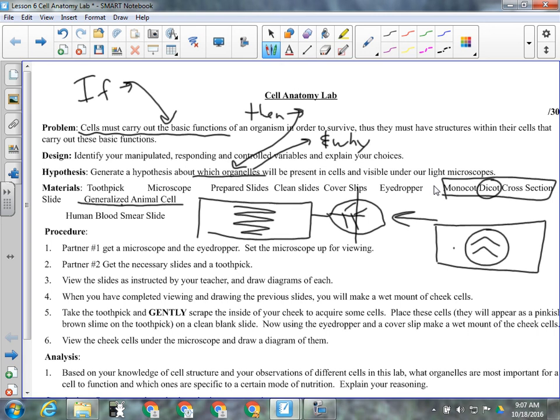Everybody with me so far? This is then, which organelles and why. And it's just describe the experiment, same as always. I just don't bother writing it down anymore. Just tell me what we did.